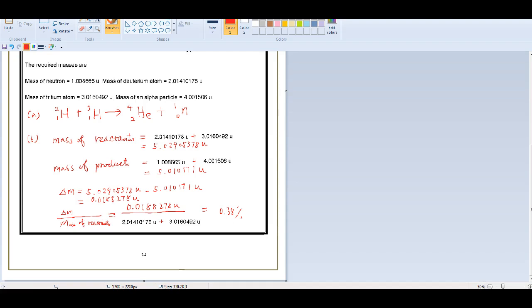Okay, so that will be the answers, right? You need to find the mass of the reactants, hydrogen-2 and hydrogen-3, and also the mass of the products. And you need to check whether the mass of reactants is greater than the mass of products. It should be the case, otherwise it won't happen. After you get that, that's delta M, the mass defect. Use that delta M divided by the total mass of reactants, so you get the percentage.